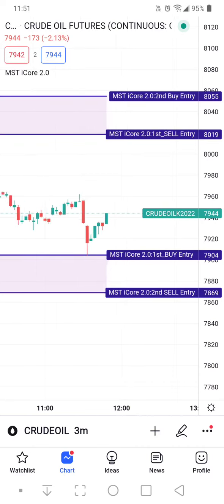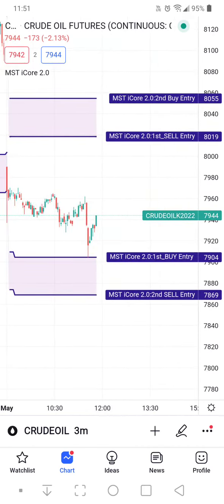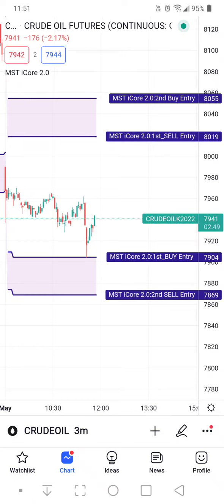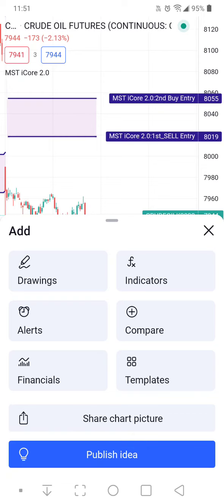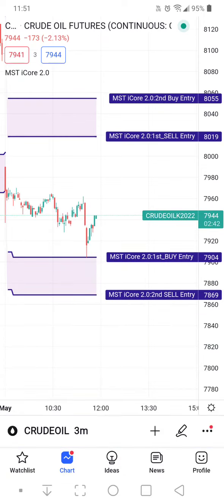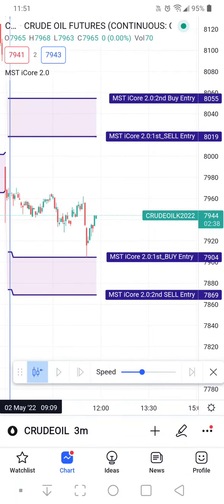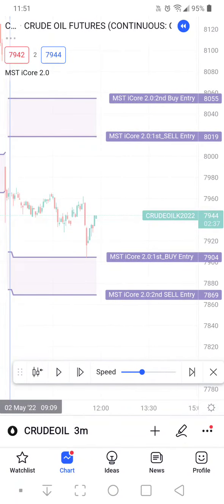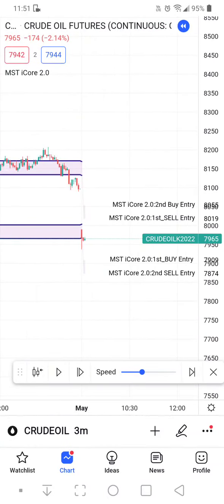Come here. So this is the indicator which has been added to your chart. Now how to use this indicator? It is very simple. I will run the indicator once again from the beginning of the crude oil today. So I am selecting the bar replay button. So now consider the market has not opened.